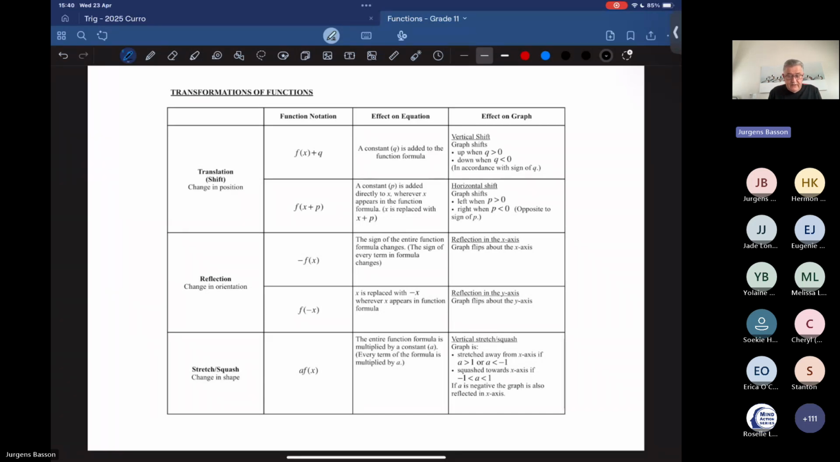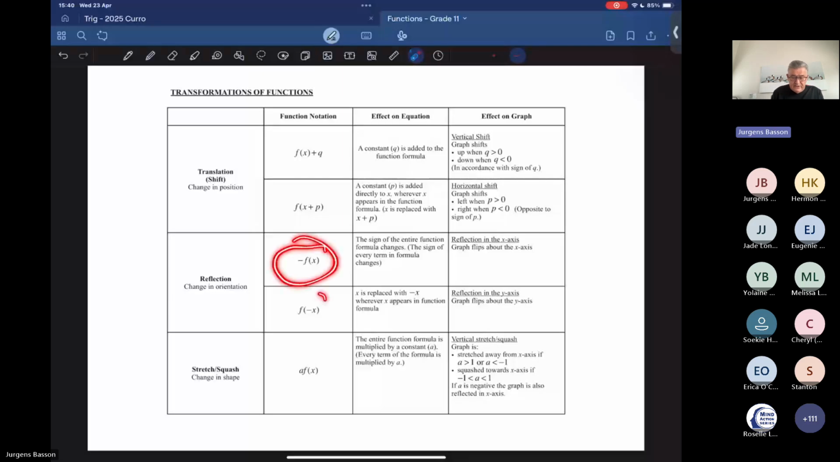Now you will notice the very first one. If I can just highlight this one, this is what we call a translation or a shift. So it's a shift up and down or left and right. If you look at this notation, do you notice the q is f(x) plus q? So that is a vertical shift. And in this one, you see the change is with x. It's x plus p inside the bracket. And that is the horizontal shift. So those are your shifts, but the notation tells you what it is.